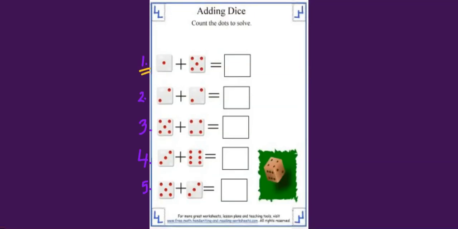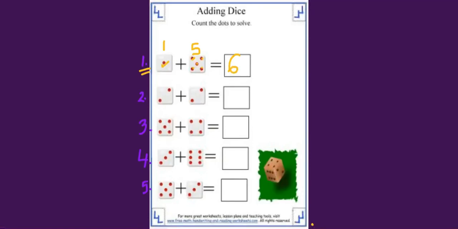We are doing number 1 first. So we are counting the dice. Let's count how many dots are there. So 1 plus 1, 2, 3, 4, 5. So what is 1 plus 5? 1, 2, 3, 4, 5, 6. So answer is 6.